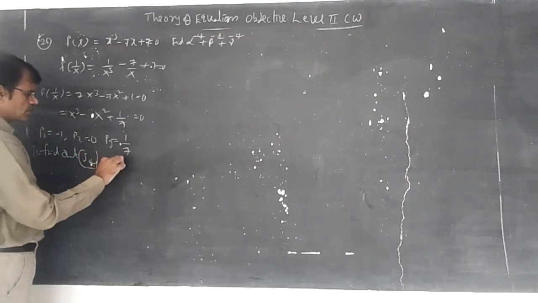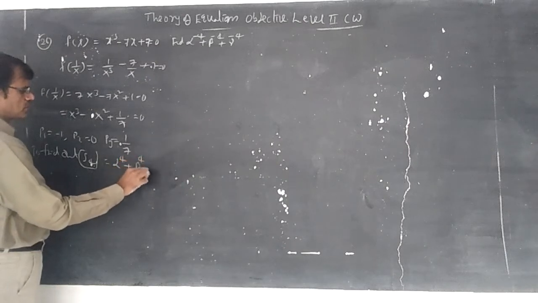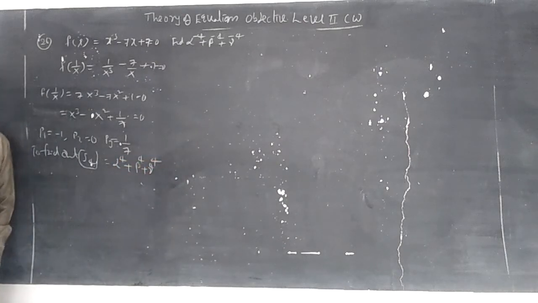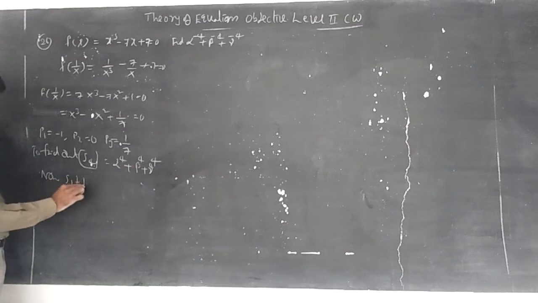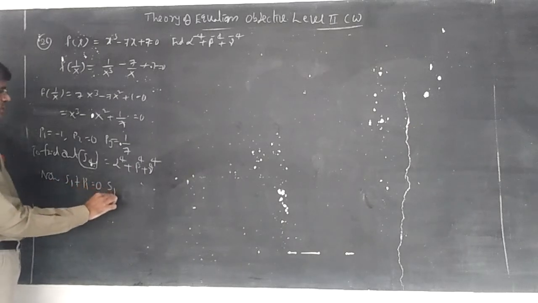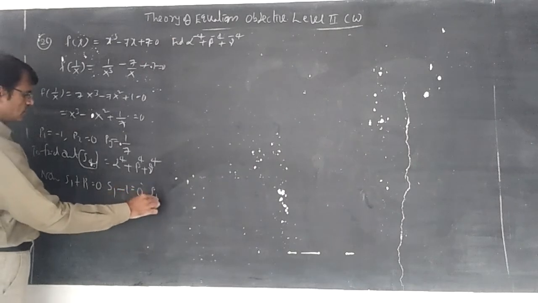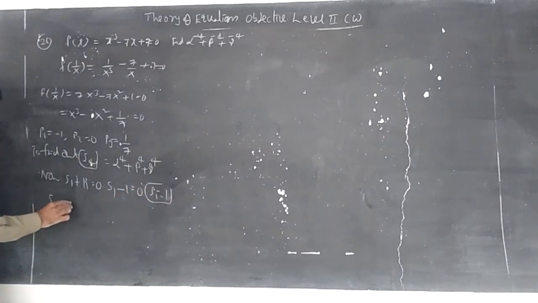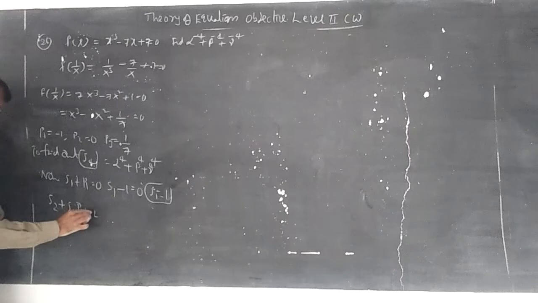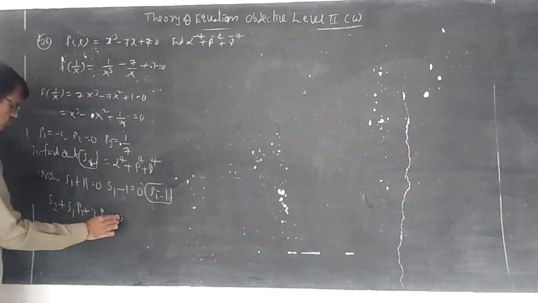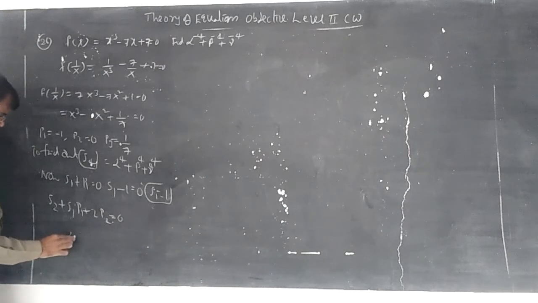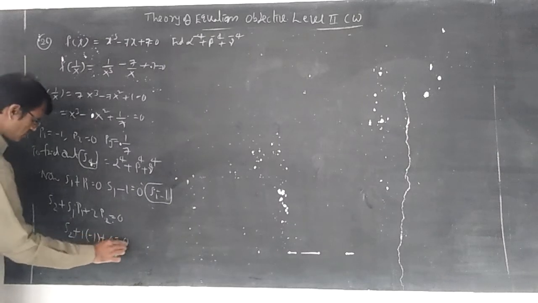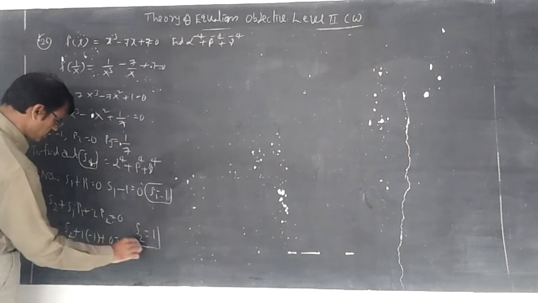For the reciprocal equation of the given equation, you need to calculate alpha power 4 plus beta power 4 plus gamma power 4. Now write the formula, Newton theorem. S1 plus P1 equal to 0. So S1 minus 1 equal to 0. We got S1 equal to 1. Use the formula S2 plus S1 P1 plus 2 P2 equal to 0. So S2 plus S1 means 1 and P1 minus 1, this is 0, equal to 0. So S2 also is 1 P2.